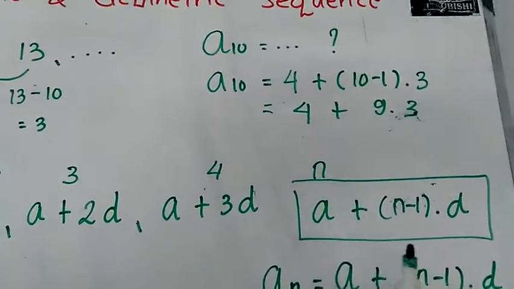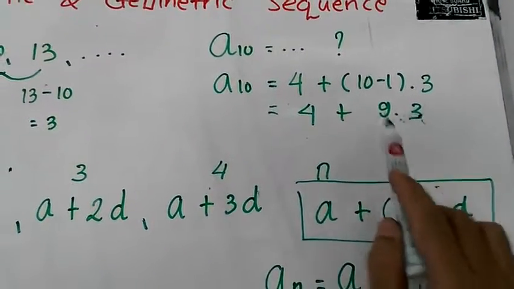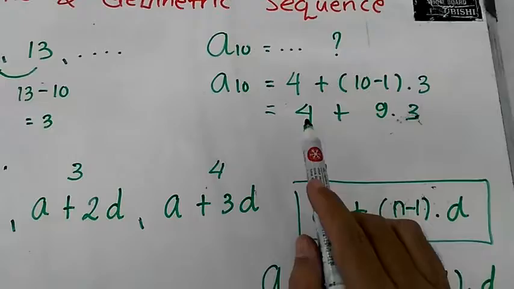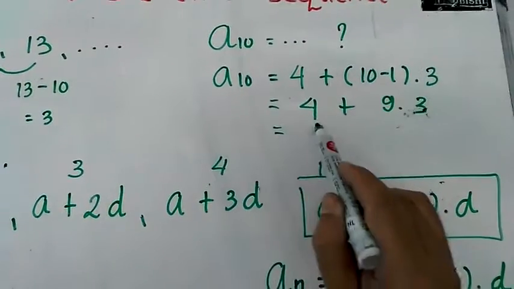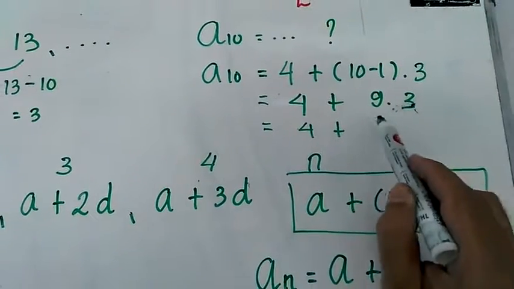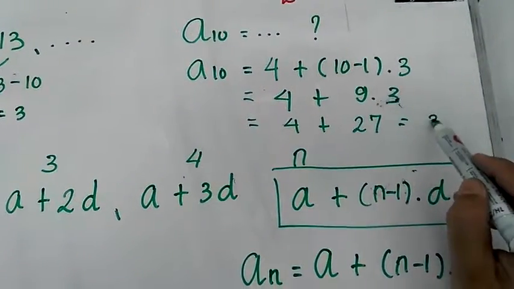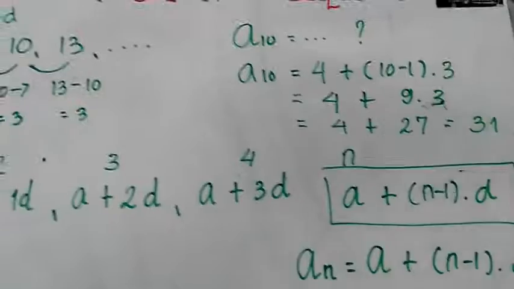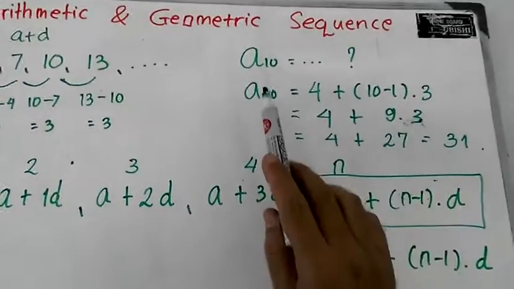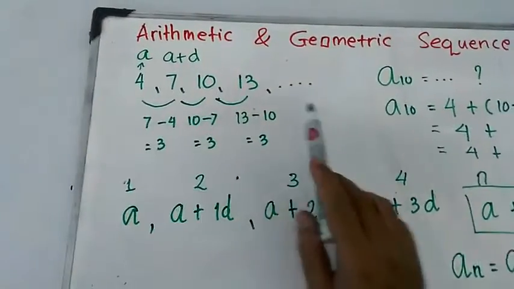This part, some of the students made a mistake. Make sure you do the multiplication first and then you add the number in front of it. So 4 plus 9 times 3 is 27, so it will be 31. So 31 will be the A10 of this sequence.